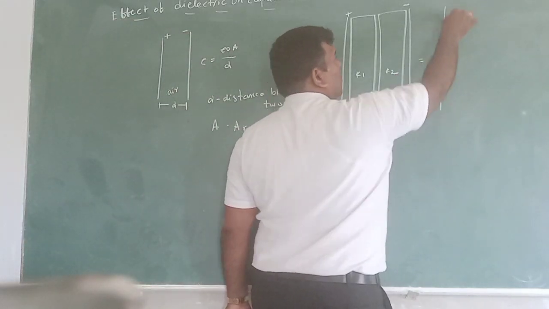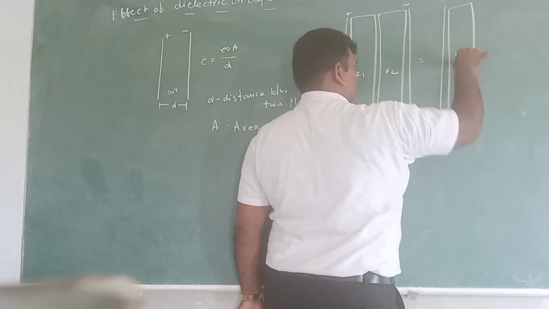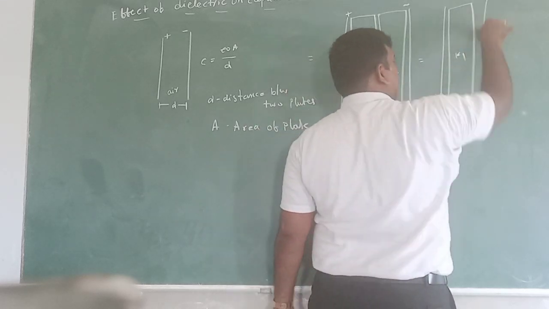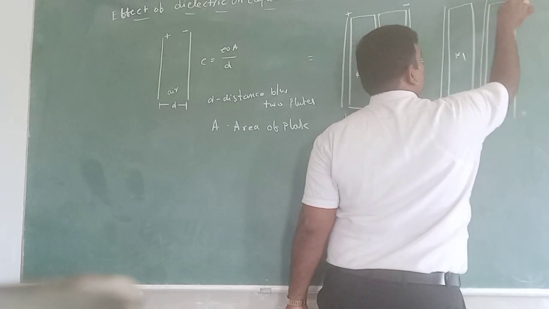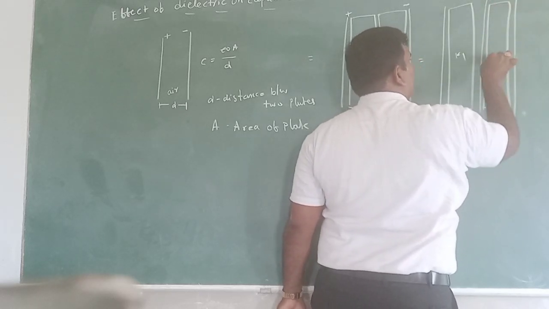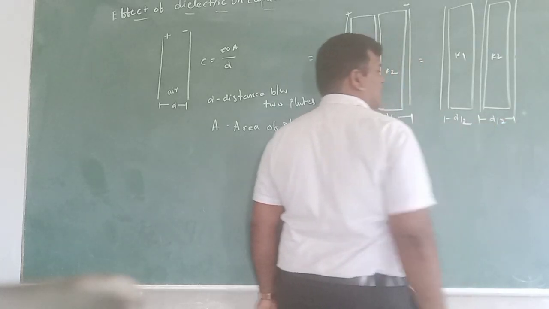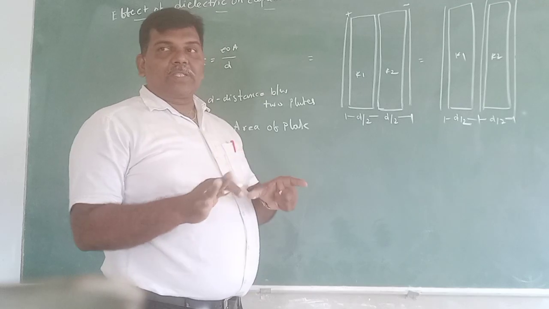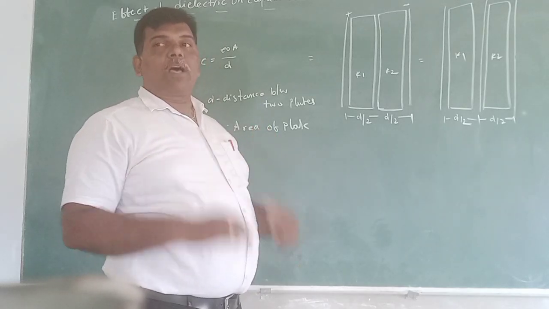This is the first capacitor, with the K1 dielectric, and this acts as the second capacitor, with the K2 dielectric. So this is half of the distance, d by 2. Two capacitors, and those two capacitors come into series combination.